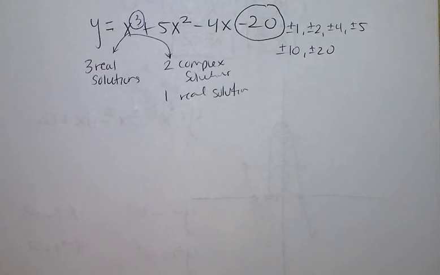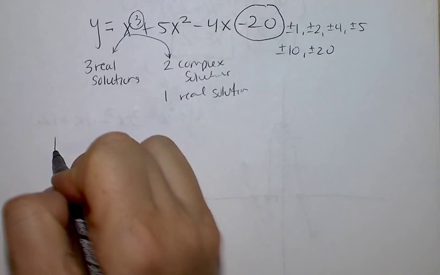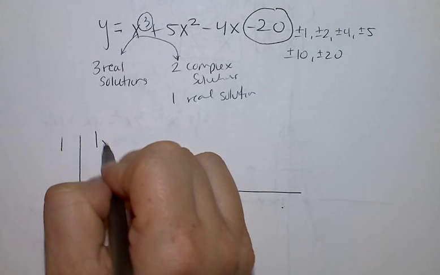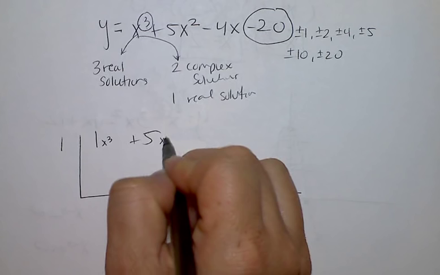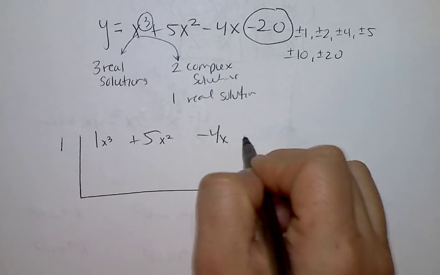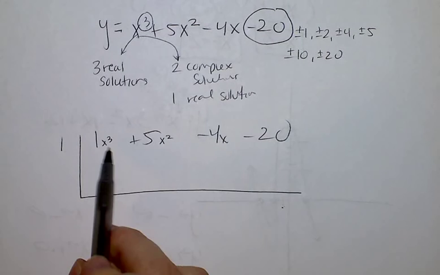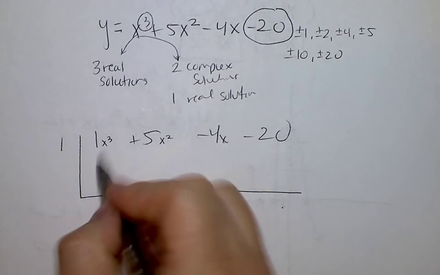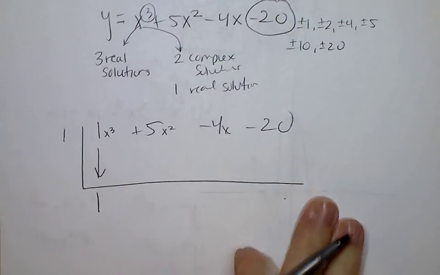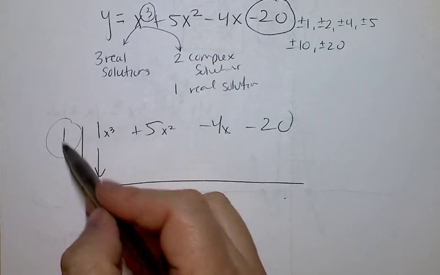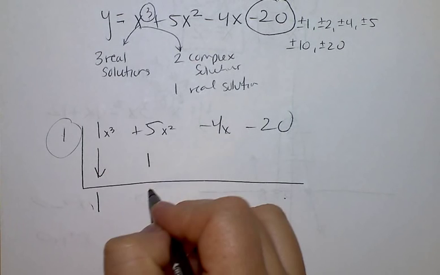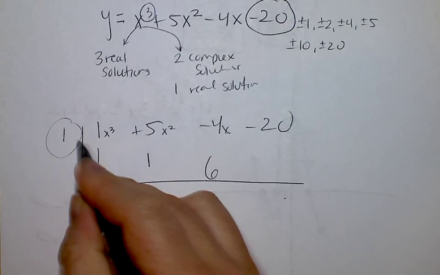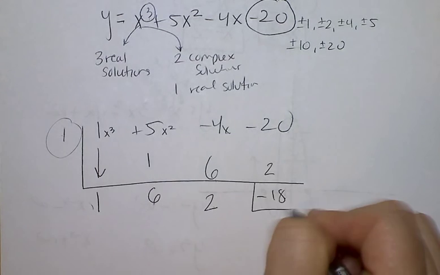Put your pencil or pen down. I'm going to start with 1. Remember, I know it works if there's a 0 at the end. Everything's accounted for: cube, square, to the first power, and the constant. Bring down the first number. I always multiply by the outside, so 1 times 1 is 1. Add down to get 6, multiply to get 6, add down to get 2. Multiply to get 2. This negative 18 says it does not work.